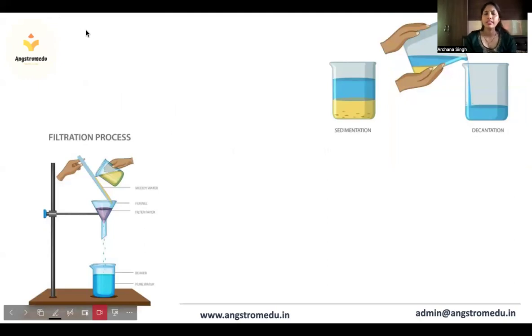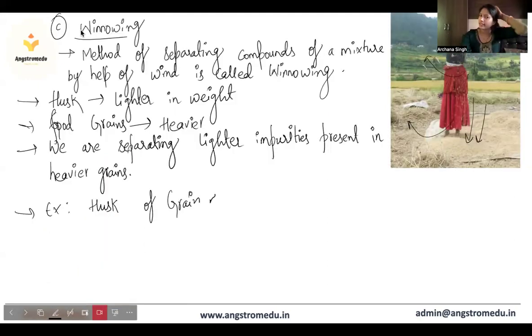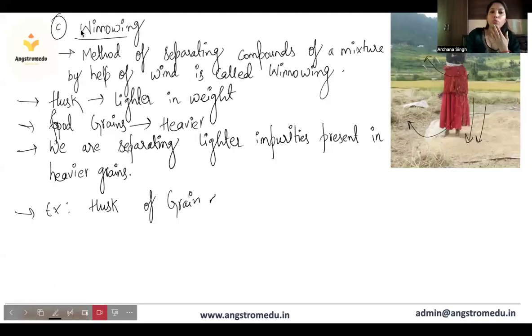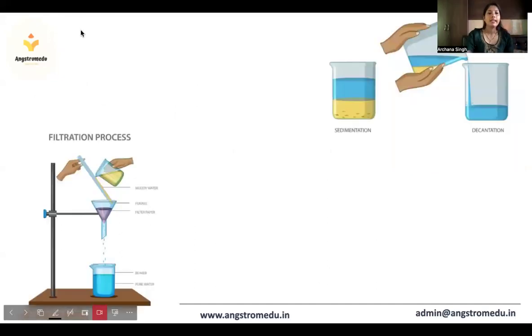Now here, after this, see, these things were for small little things, right? These were for small things, like when you are doing hand picking, it is very less in quantity. But what about the things which are a little bit complicated? For complicated impurities, what do we do? For complicated impurities, we have sedimentation, decantation, and filtration. Sedimentation, decantation, and filtration we have.